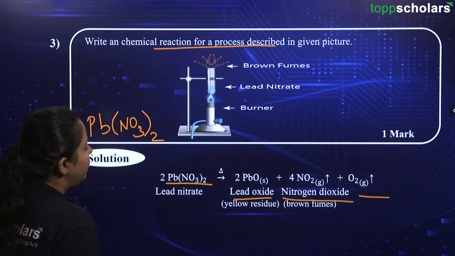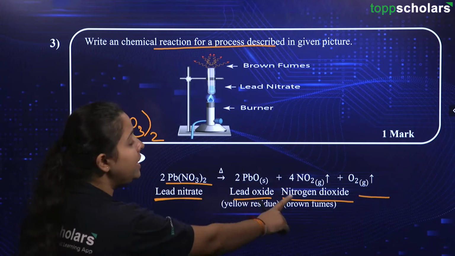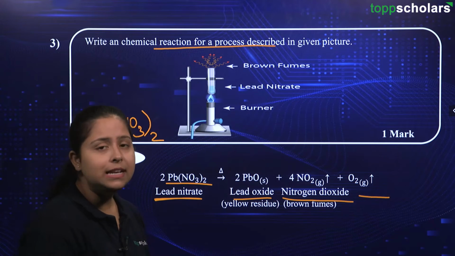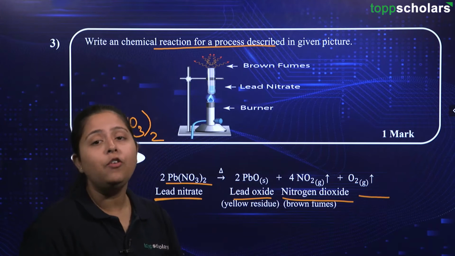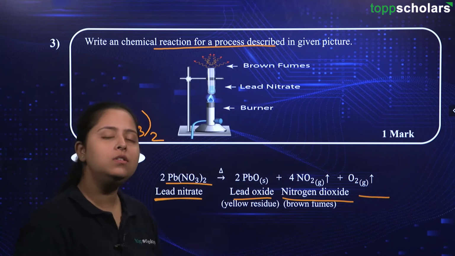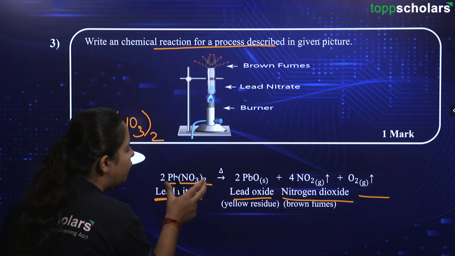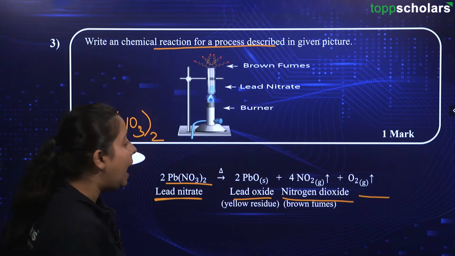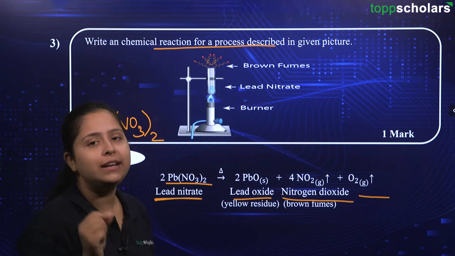Also, notice here friends that one reactant, lead nitrate, is giving you 3 products. So obviously your reactant has been decomposed. Hence this is an example of a decomposition reaction. And as we just talked, heat is given, so thermal decomposition. Please remember the chemical formula for lead nitrate, and this brown fume is of NO2, that is nitrogen dioxide.